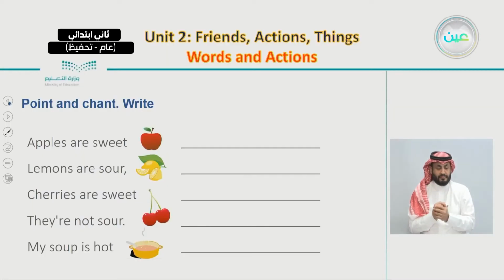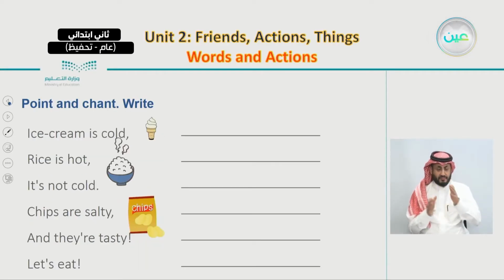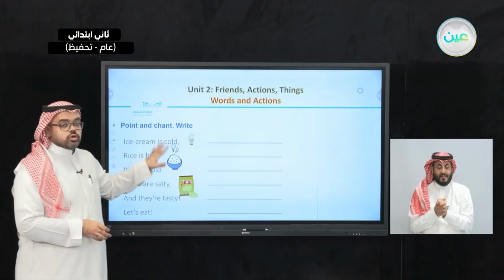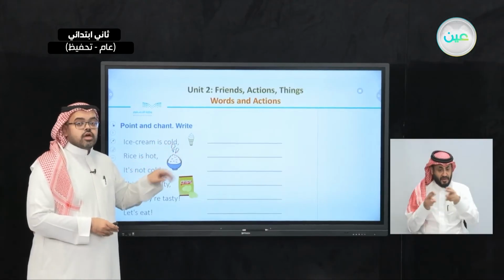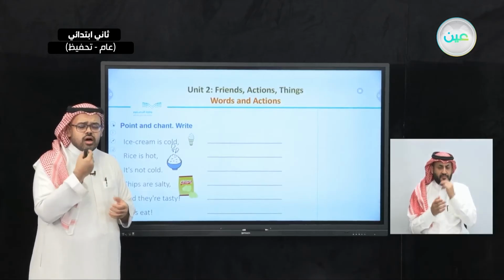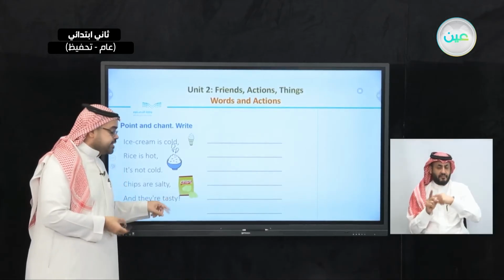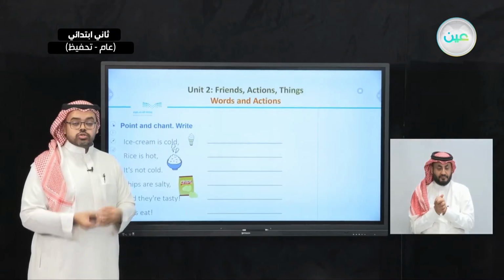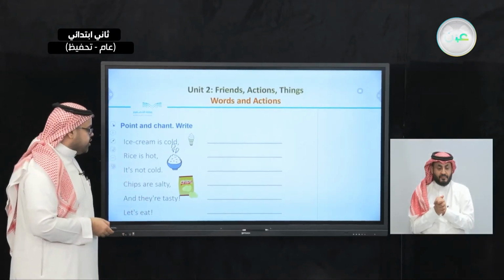Apples are sweet, lemons are sour, cherries are sweet, they are not sour. My soup is hot, ice cream is cold, rice is hot, it's not cold. Chips are salty and they are tasty. Let's eat. So here we talked about the different tastes, how it is cold and how it is hot and how it is tasty. It means it feels very good to eat, and other tastes.